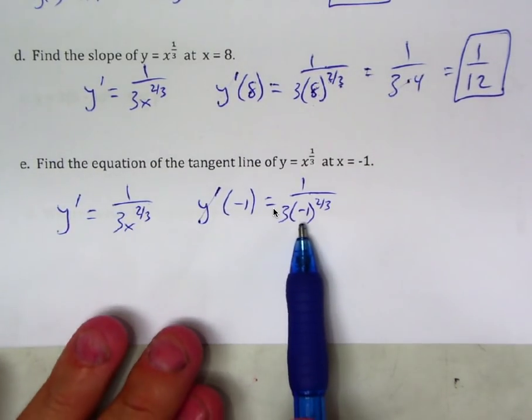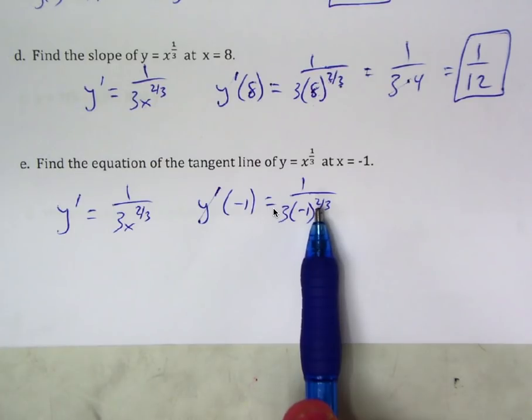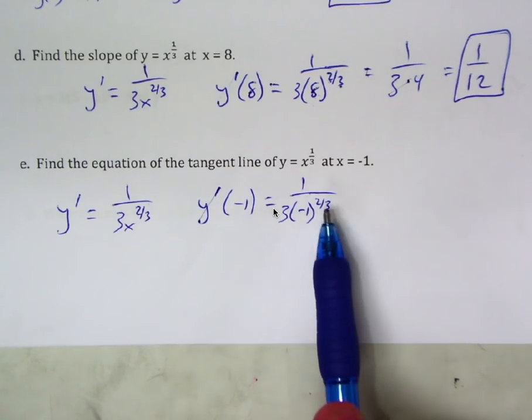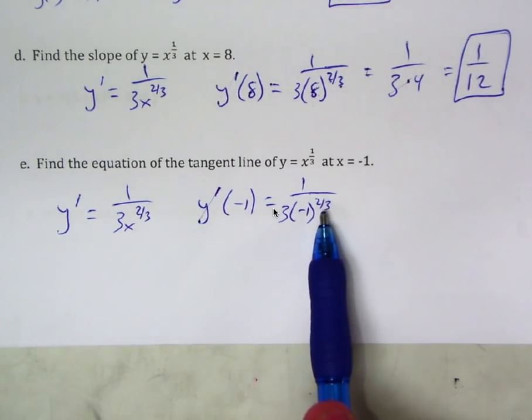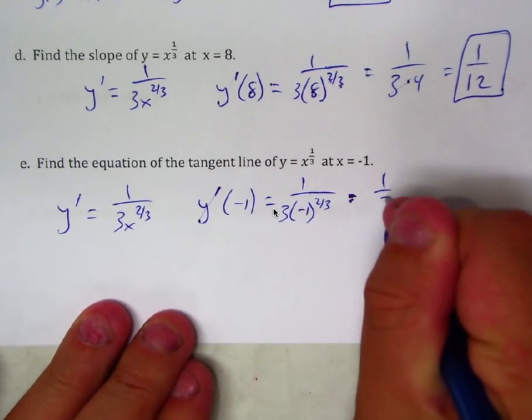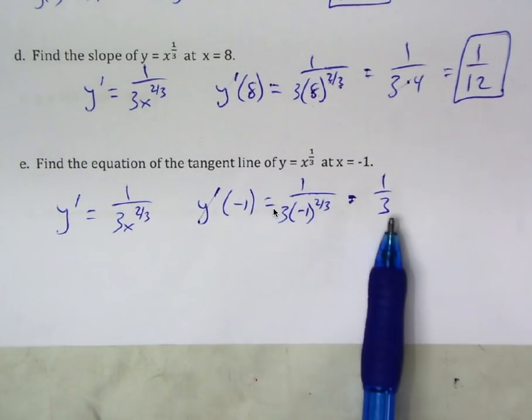Well, let's see. -1 squared is 1. The cube root of 1 is 1. So -1 to the 2/3 is +1. So 1 times 3, so we get 1/3. So the slope at x equals -1 is 1/3.